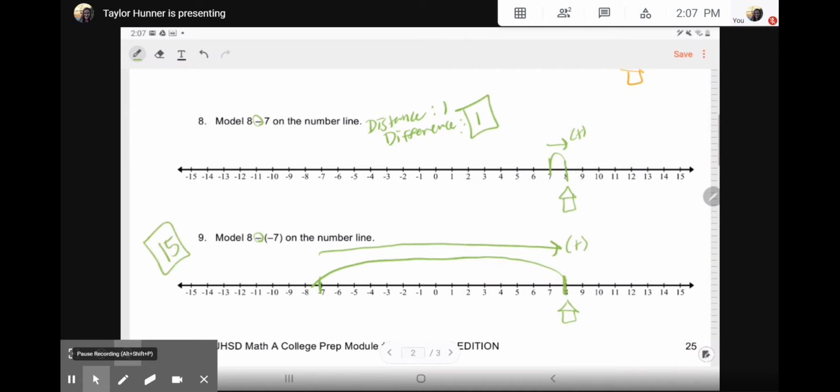I want to show you guys that you can rewrite this in another way too. We have an 8 minus a negative 7, that's actually the same as saying 8 plus 7. Okay, that's kind of what we just did. 8 minus negative 7 is the same as 8 plus 7.